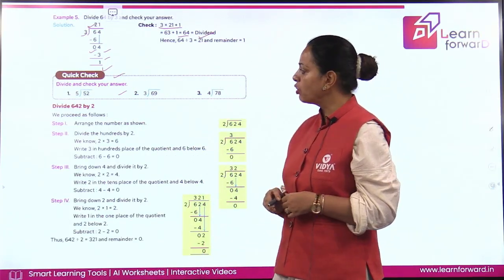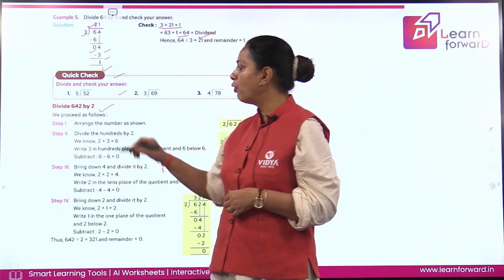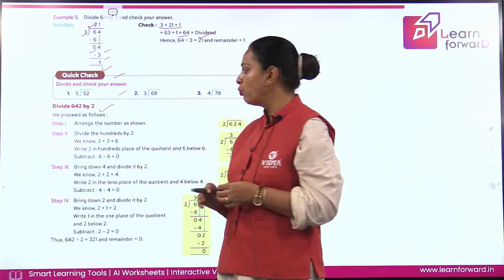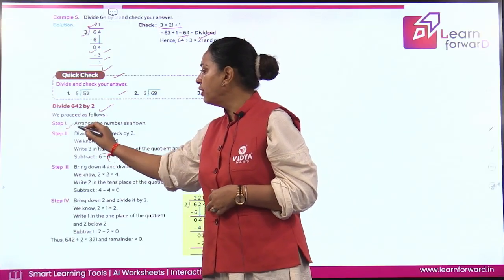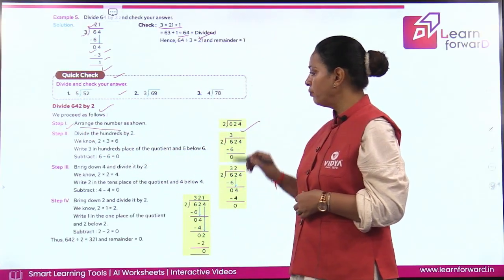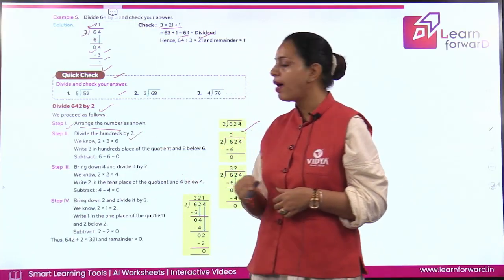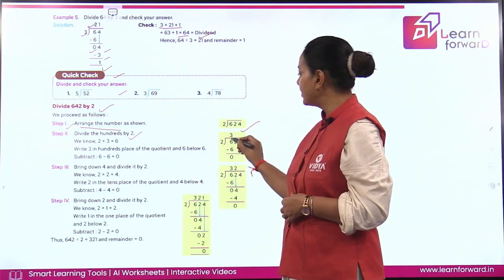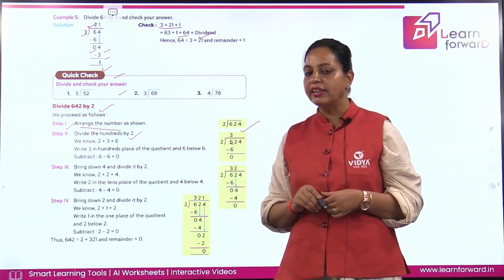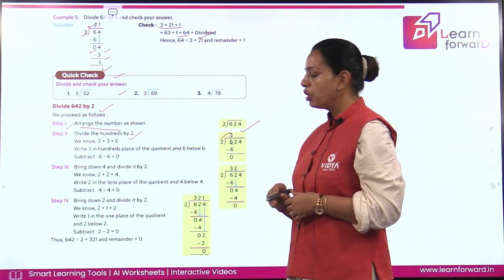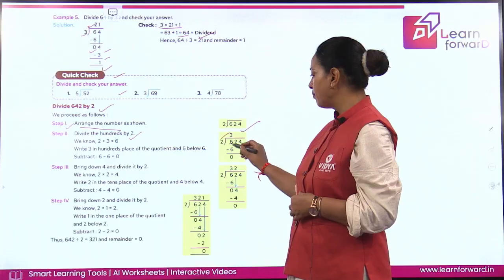Now the next we are talking about divide 642 by 2. Now we have a 3 digit number, but no need to worry. So step 1, arrange the numbers as shown. Arrange कर देंगे. Step 2, divide the hundreds by 2. जो 100 digit है यानी 6, उसको हम 2 से divide करेंगे. 2 3s are 6. So 3 क्वेश्चन पर हम लिख देंगे and 6 below 6.